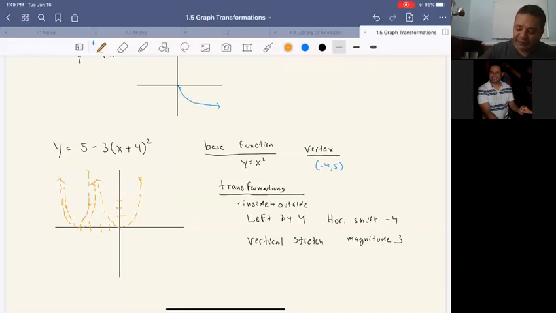Now, what's the next thing? We've got this negative sign. So that is a vertical flip. Okay, vertical flip. So the vertex at -4, 0 stays the same. But now, instead of having -3, 3, you're going to have -3, -3, -5, -3.